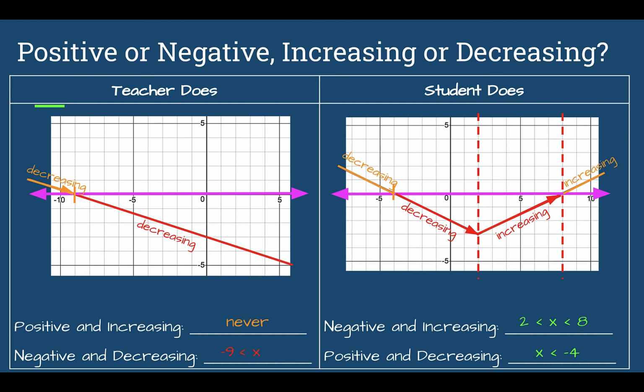The key here, if there is more than one thing, they both need to be happening at the same time. So double check them separately, but make sure they both are happening over the interval that you want.